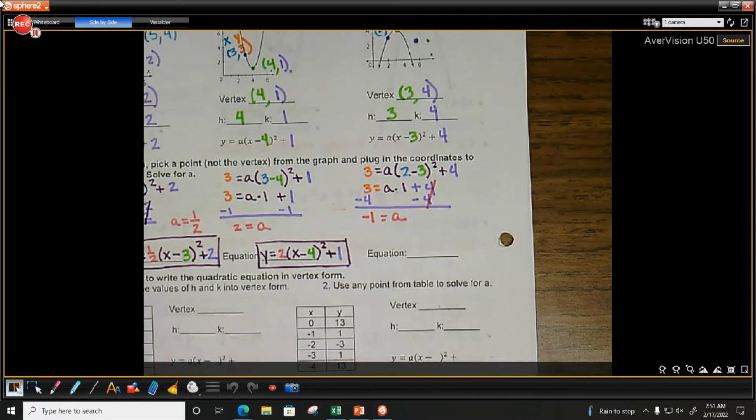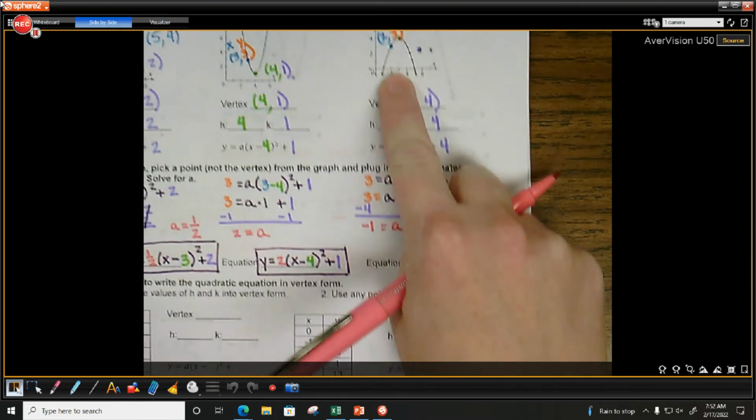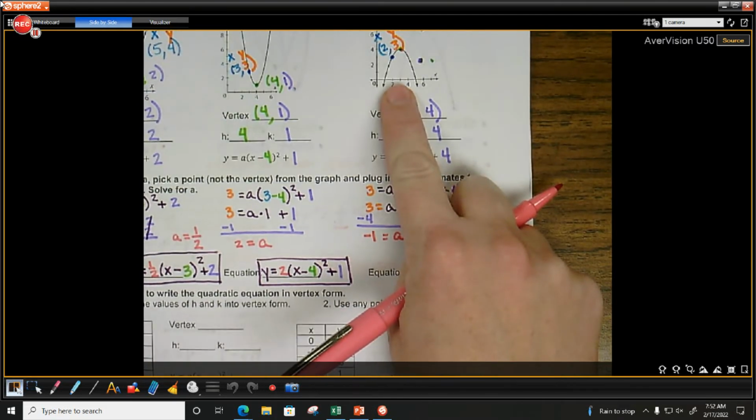Do y'all remember what we talked about last class about a being negative? What does a being negative do? Reflects it. Good job, Bailey. Instead of opening up, it now opens down. Does this parabola open down? Yeah, and it should because a is negative.